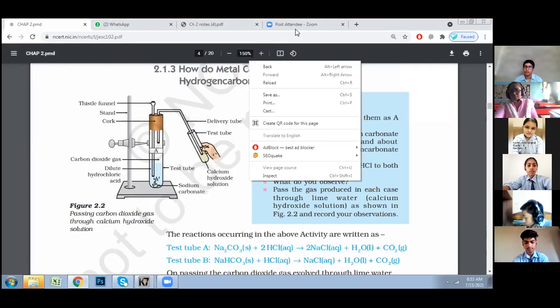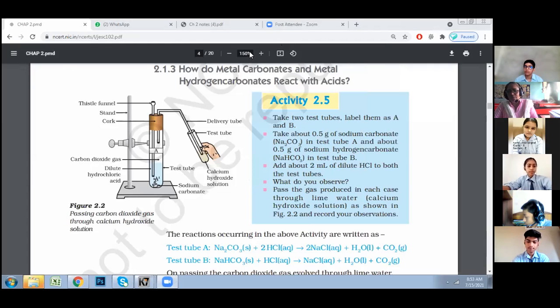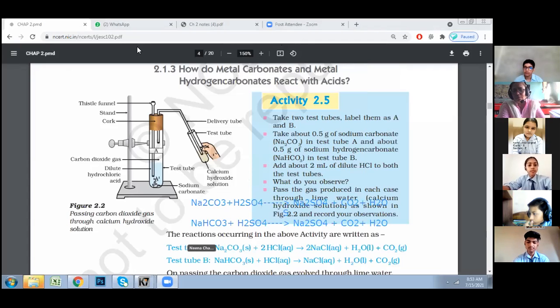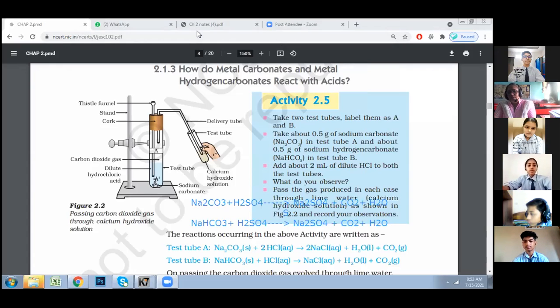Clear to everyone? So what is the name of the salt formed? Na2SO4. What is the name of this? Sodium sulfate. Yes, it is sodium sulfate, beta. Clear to everyone? Plus carbon dioxide plus water is formed. I hope you all have noted this.